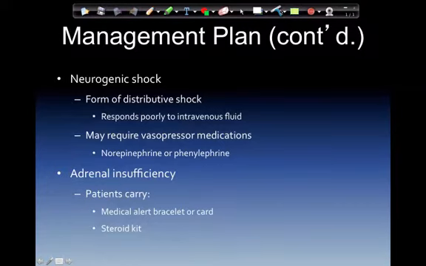Management plan: neurogenic shock, a form of distributive shock, and what distributive shock means is it is a vascular problem or a container problem. They respond poorly to intravenous fluids and may require vasopressor medications, norepinephrine and phenylephrine, because it is an alpha agonist, or stimulates the alpha receptors, which would cause vascular constriction. The problem with neurogenic shock is there is no more stimulus from the neural end to the vascular bed, so the vessels become much larger. You don't have enough fluid in the system.